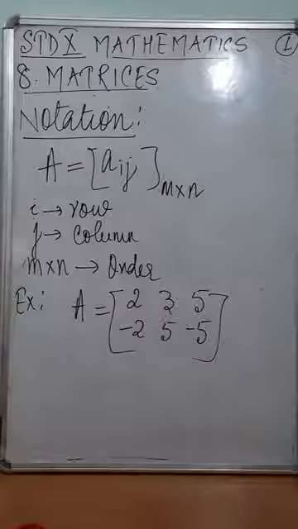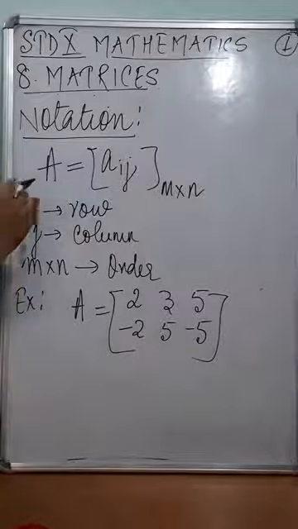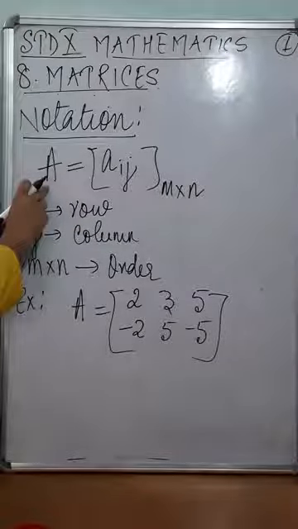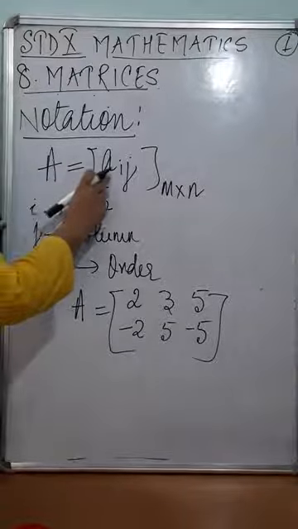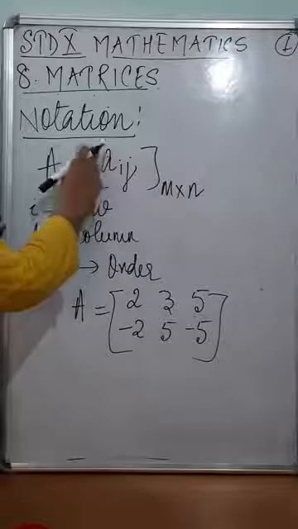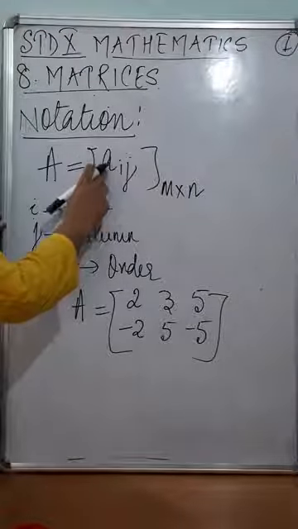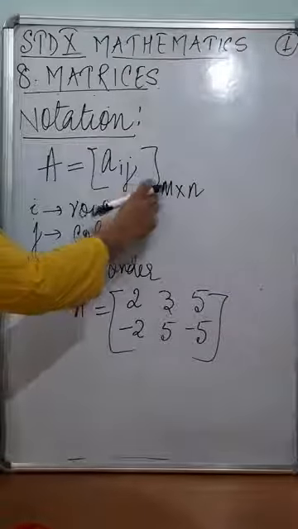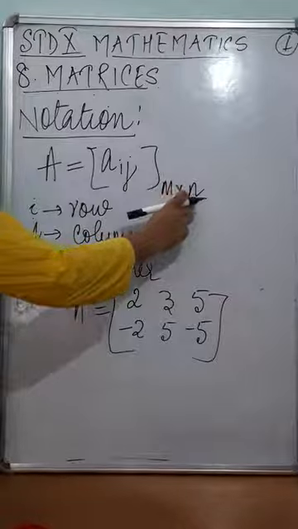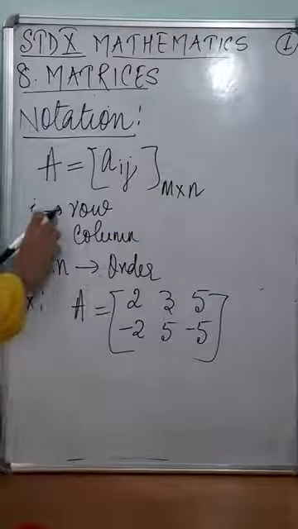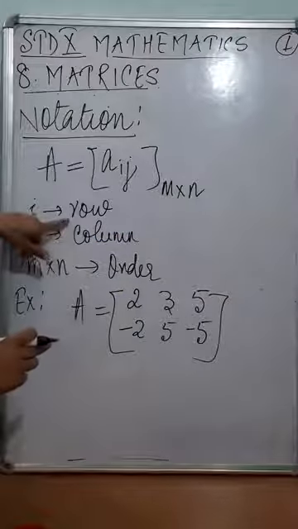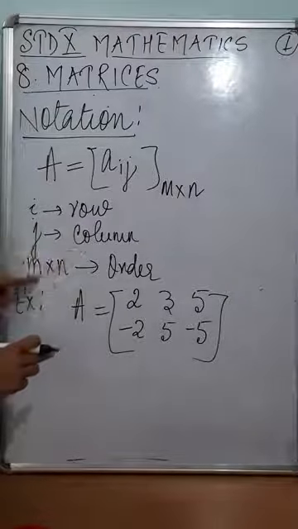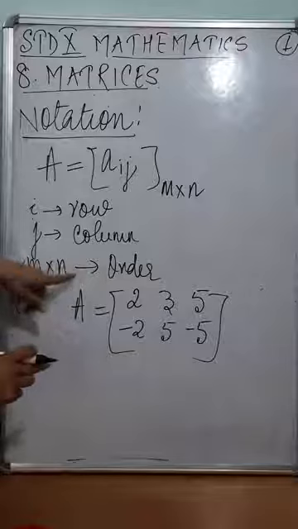Now see the notation in which a matrix is denoted. As I mentioned earlier, a matrix is always denoted by a capital letter, and the elements are written this way. The notation for it is small a, i, j, in square brackets, and order m by n, where i is the row to which the element belongs, j is the column to which the element belongs, and m by n is the order.